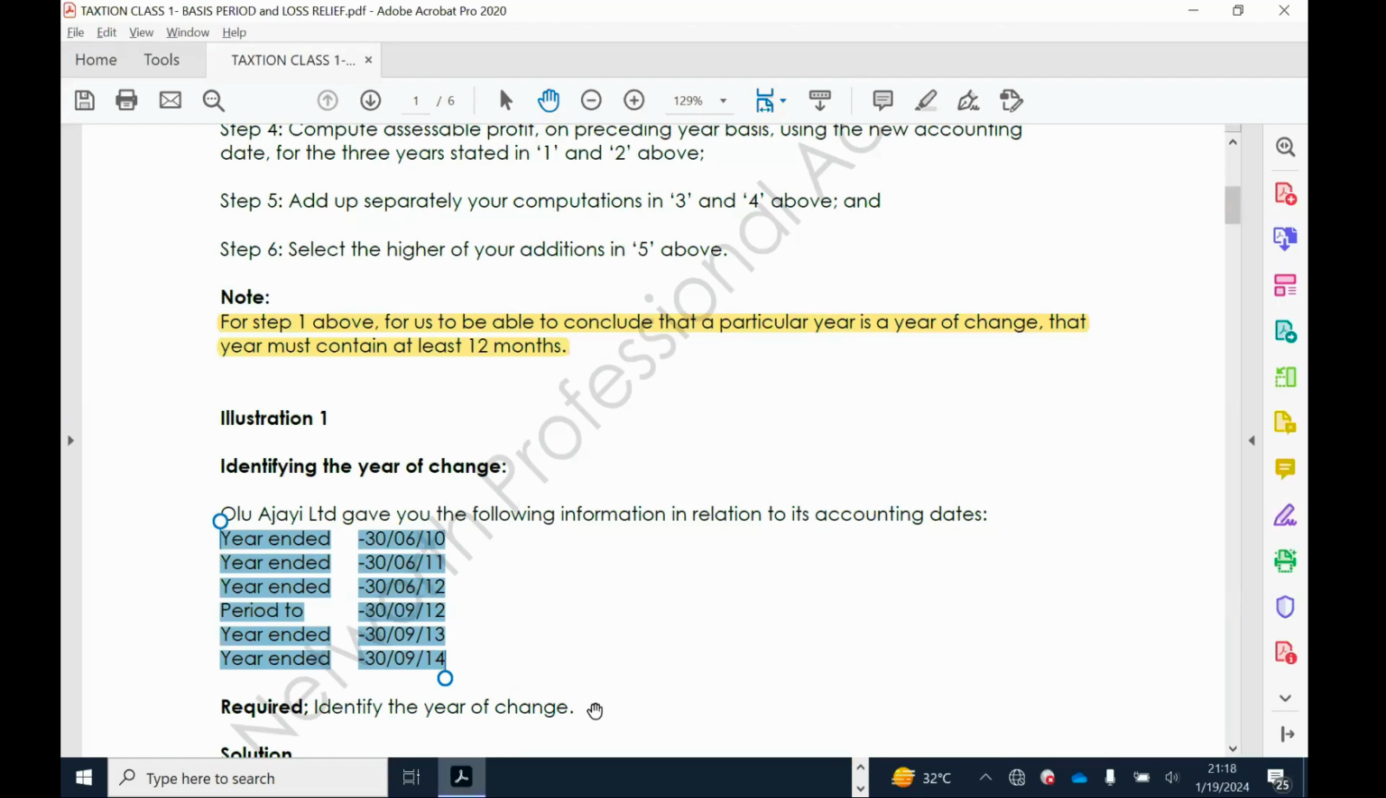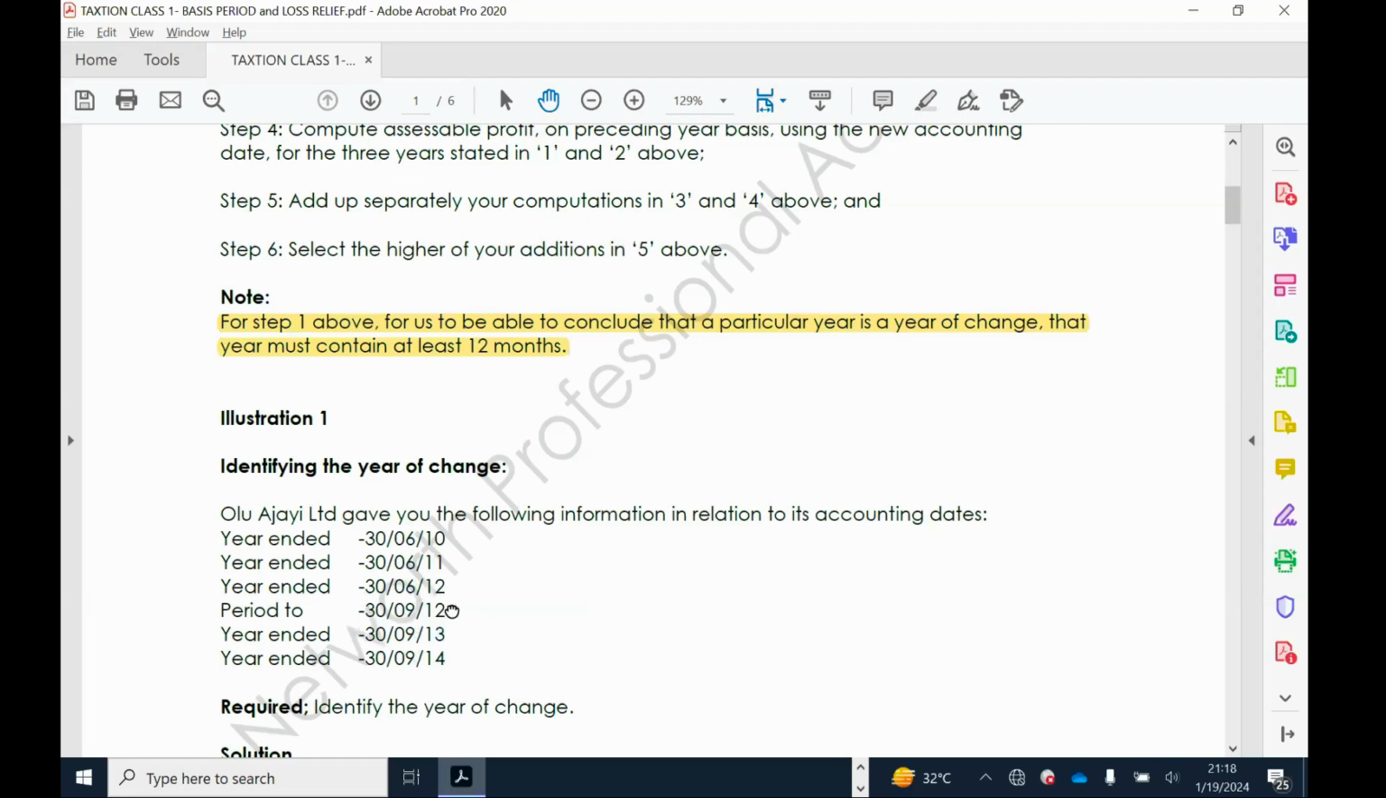Do you understand what I'm trying to say? It is now you that, with your understanding, identify that even if there is a change in the year end in a particular year, and it is not up to 12 months between the last and the present, then that year is not the year of change. Because according to the law, the year of change must contain at least 12 months.